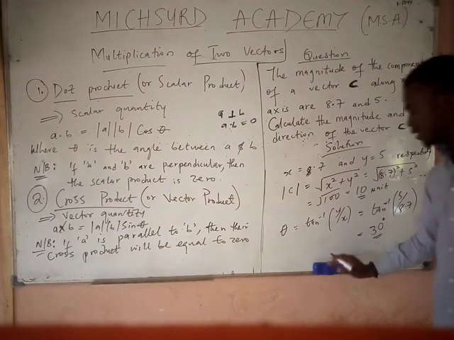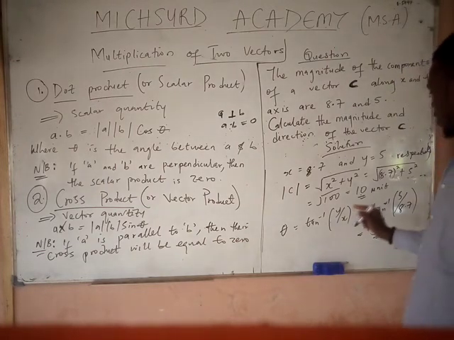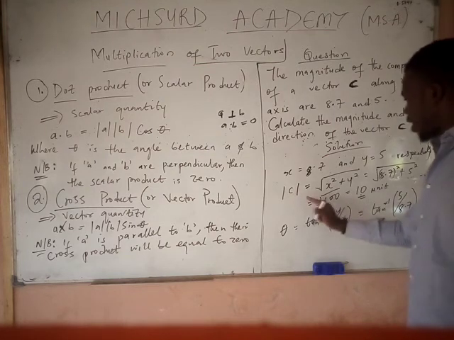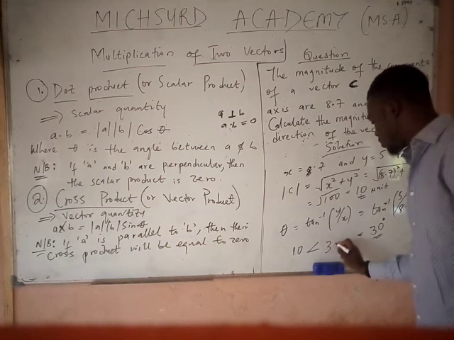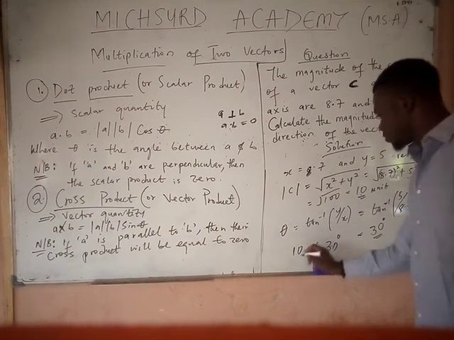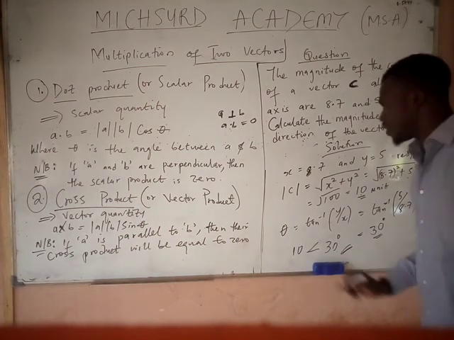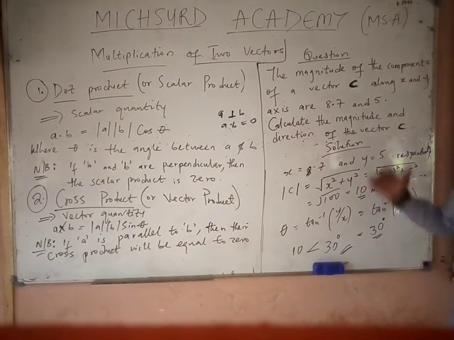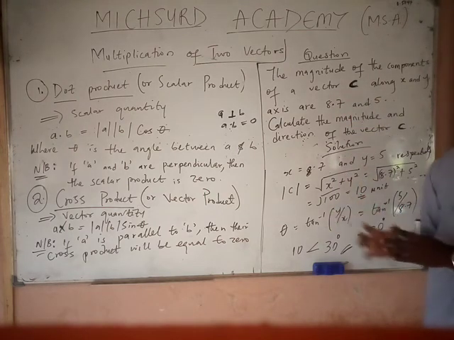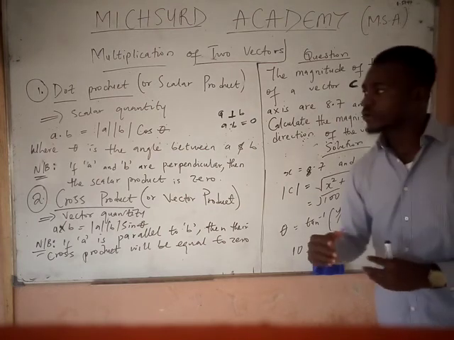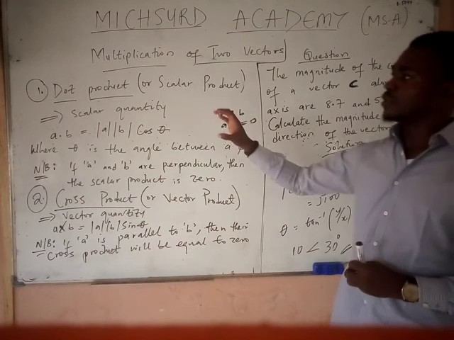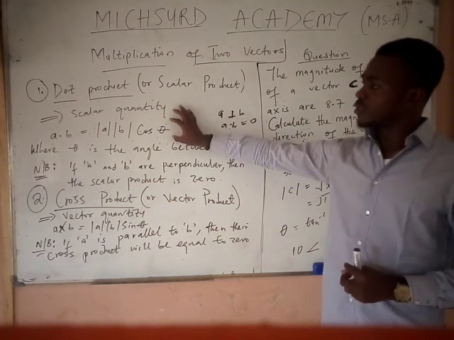So we have gotten that the magnitude is 10 and the angle here is what? 30 what? Degrees. So that gives us our final answer. So that's how we can calculate the magnitude and the direction of a vector.